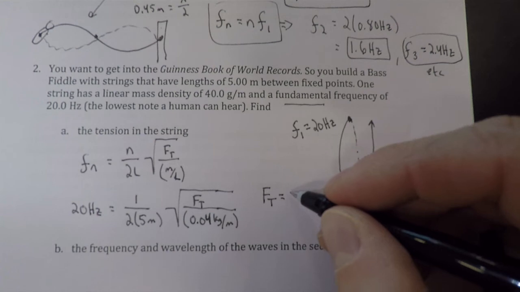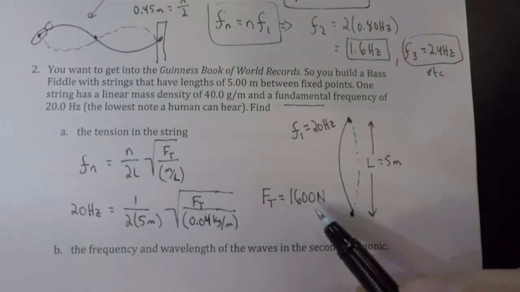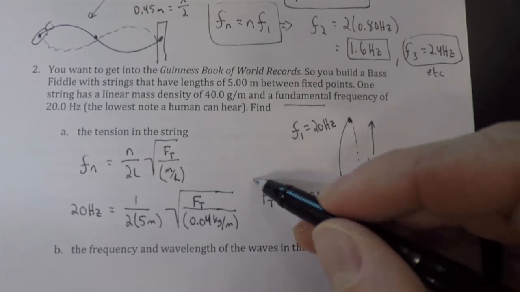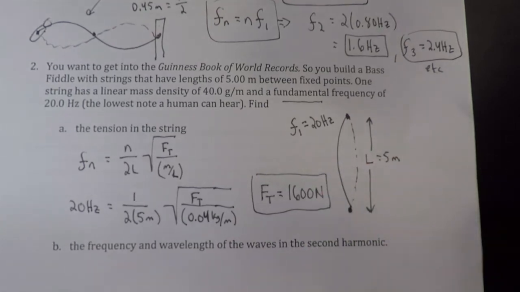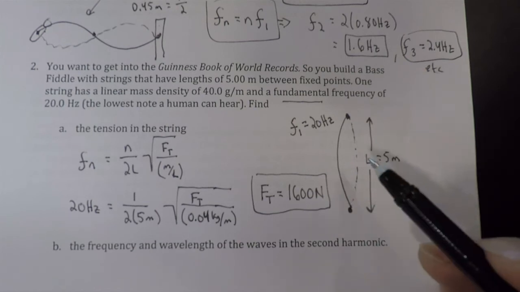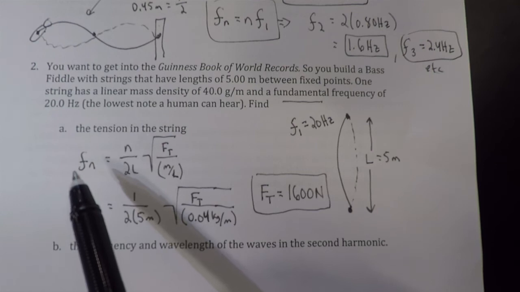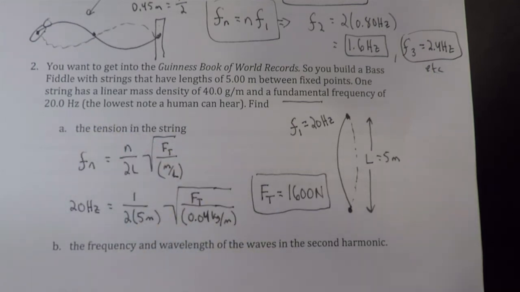And so this bass fiddle will have to be stretched with 1,600 newtons of tension. That is a ridiculous amount of tension. It's going to be difficult for this thing to structurally hold itself up. That's about 500 pounds of force. But any looser than that, and the note's going to be too low, right? If the tension's smaller, the frequency gets smaller, and I can't hear it. So I doubt I can actually even hear 20 hertz. I'll probably have to stretch it a bit tighter than this.